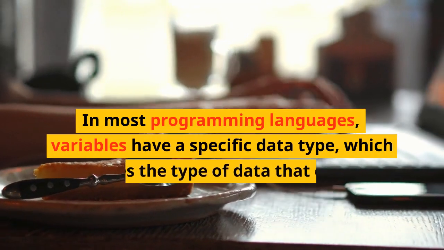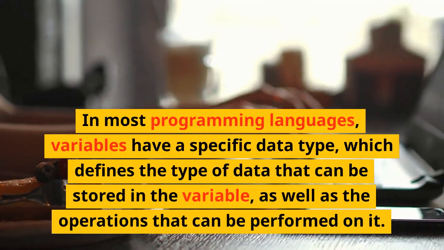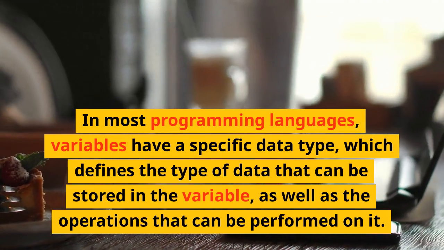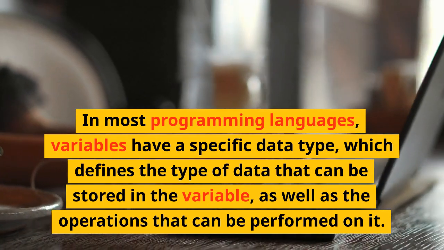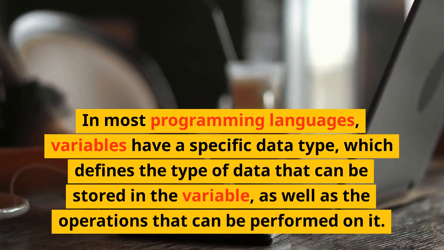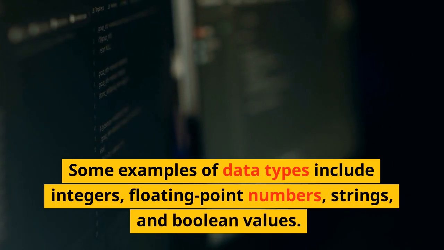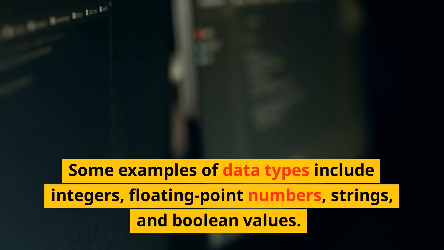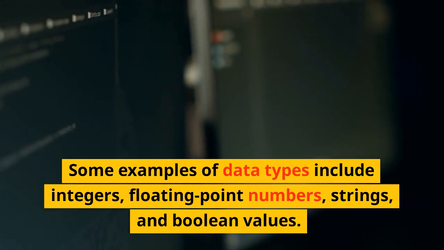In most programming languages, variables have a specific data type, which defines the type of data that can be stored in the variable, as well as the operations that can be performed on it. Some examples of data types include integers, floating point numbers, strings, and Boolean values.